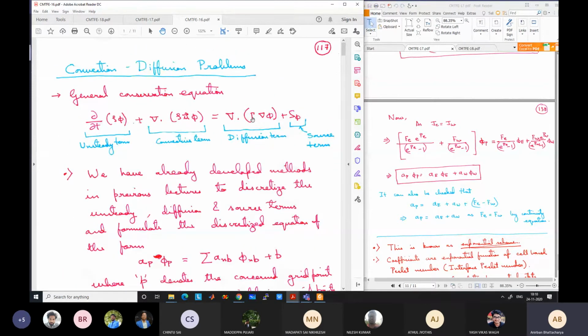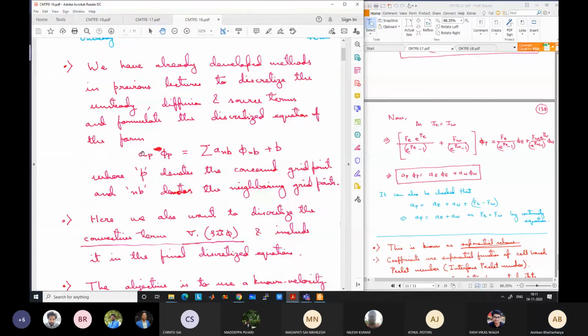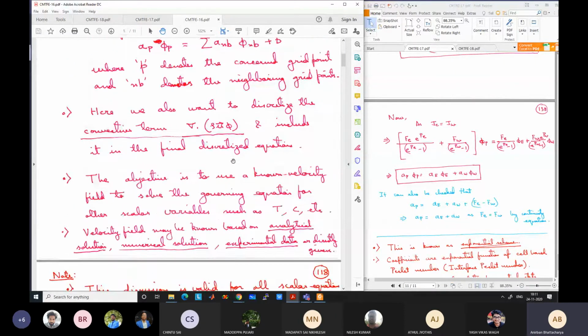We already know how to treat the other terms, but how to treat the convective term and write it in discretized equations in the same form as the previous conduction equation, where we can write it as AP phi P equals the summation of A nb phi nb plus B. So our aim, after discretization, is to find the coefficients AP and all the A's, which are A east, A west, A north, A south, like that.